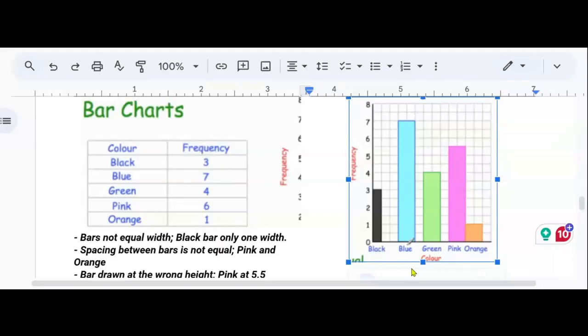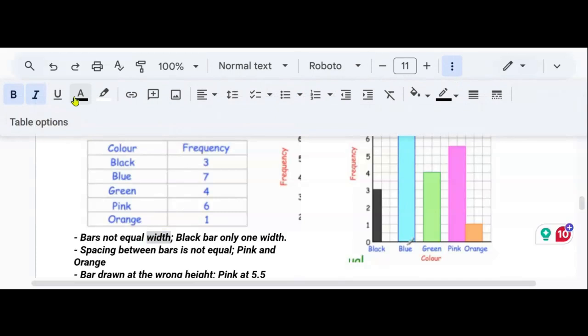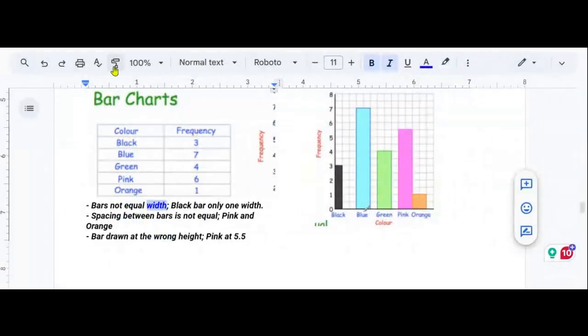The black block is narrow. Yes, narrow, right. So the bars are not equal in width. That's the problem. He deliberately did this so that you would not choose the black. What else? There is no space between pink and dark. The black bar has only one width. The spaces between the bars are not equal.